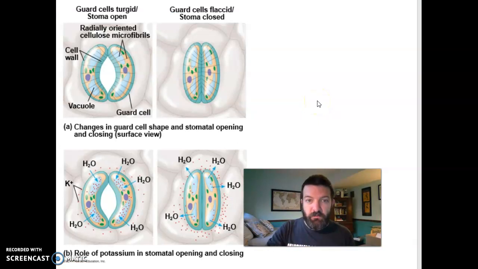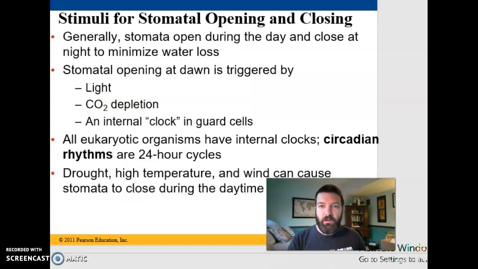And this level of turgidity can be controlled by pumping ions, specifically potassium ions. If you pump potassium ions into this cell, water follows through osmosis and they become turgid and it opens. If you allow the potassium to leave, the water follows and they become flaccid and the stoma closes.